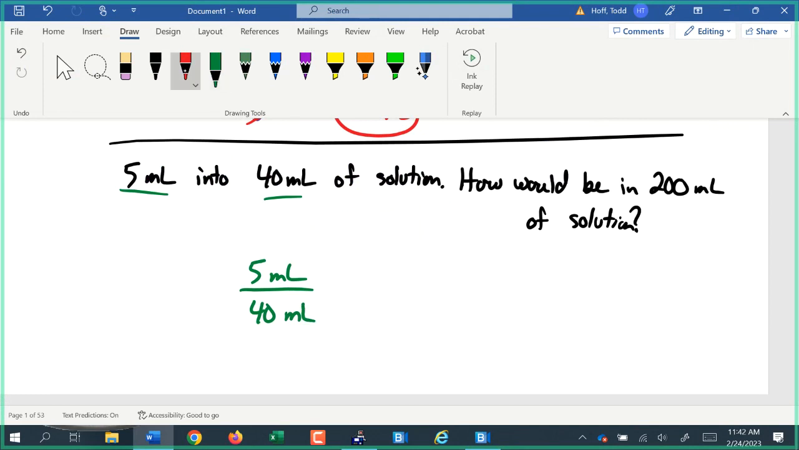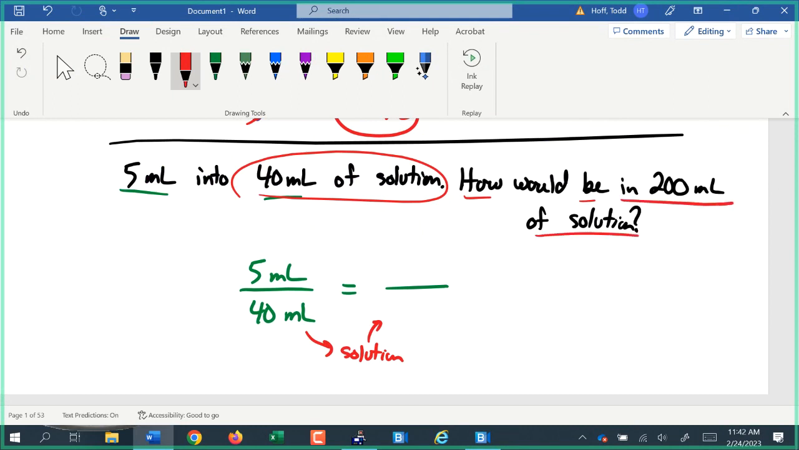Now the 40 milliliters is total solution. So on the other side, whatever goes on bottom has to represent the amount of solution. How much would be used if we had 200 milliliters of solution? That is the solution, so it goes on bottom, 200 milliliters. Now again, because this is a ratio, the units are the same, so we can actually cancel out the units on the left side. But we are going to keep the units on the right side because we know that milliliters then has to be the unit up here. Those two units do have to match up when these are ratios.